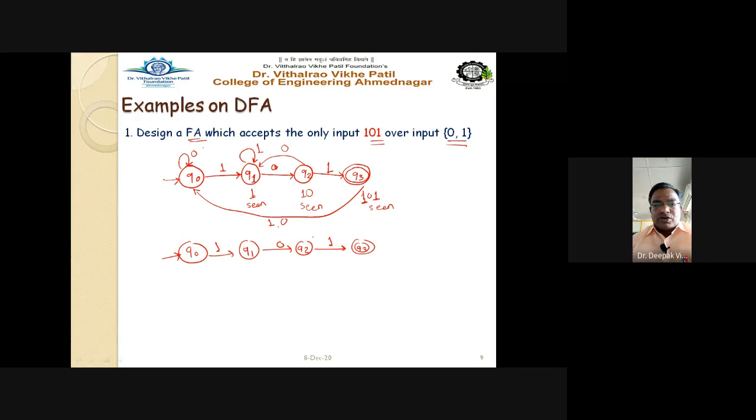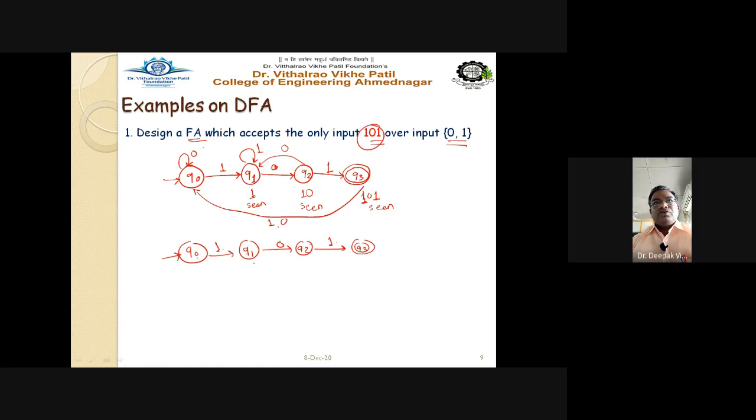So how to draw this? It is very simple. There is no mathematics or any rules or regulations involved here. It is just logic, and you have to apply your logic here. So 1, 0, 1 is asked here. So for 101 I can draw Q0 on 1 going to Q1. Q1 on 0 input goes to Q2. Q2 on 1 goes to Q3. It is very simple, right?